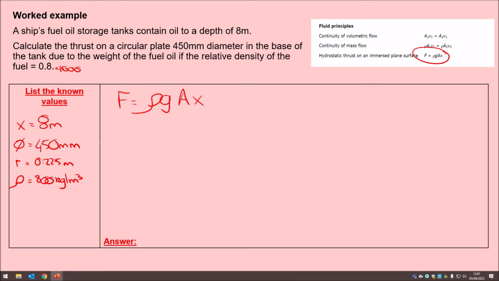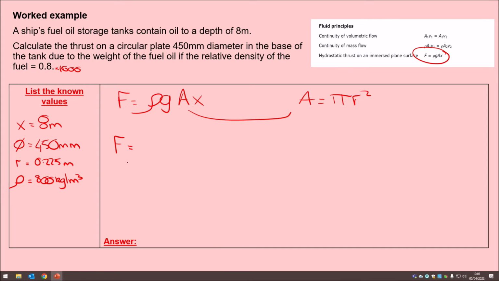So let's go ahead and solve this. If you want to do your area calculation separately, it's a circular shape, so that's the old pi r squared. If you want to work that out separately, by all means, crack on. But I'm going to put it all in there, because we're getting to a point where we should be able to do all that.